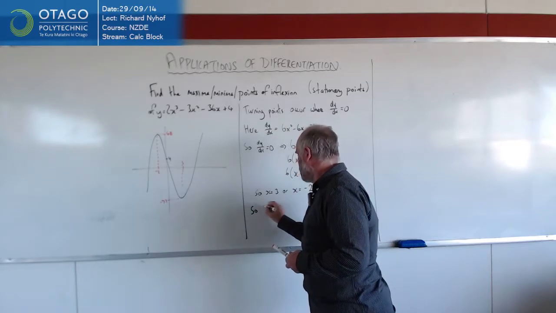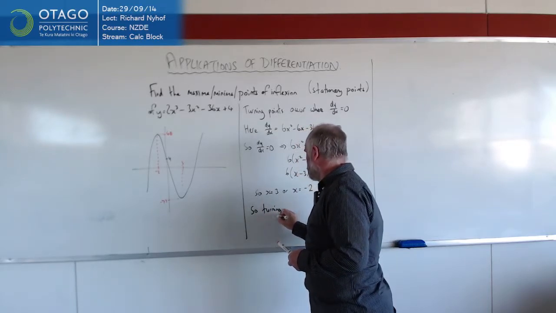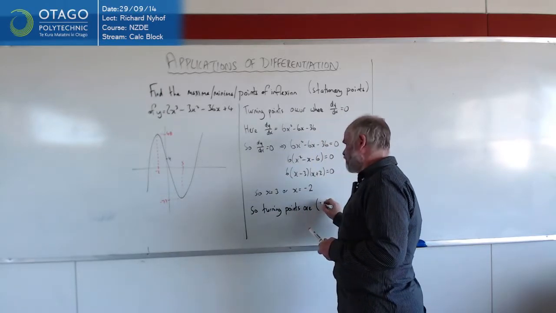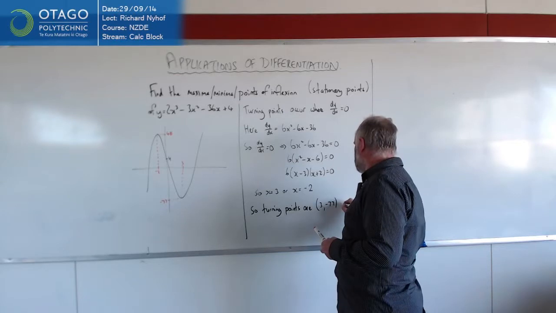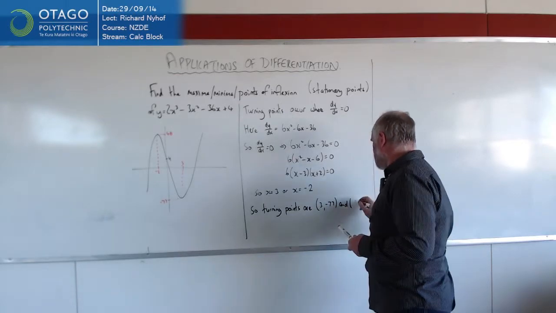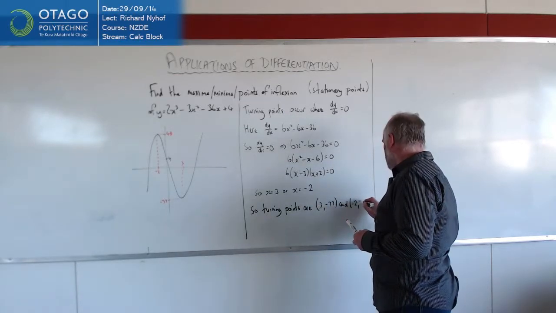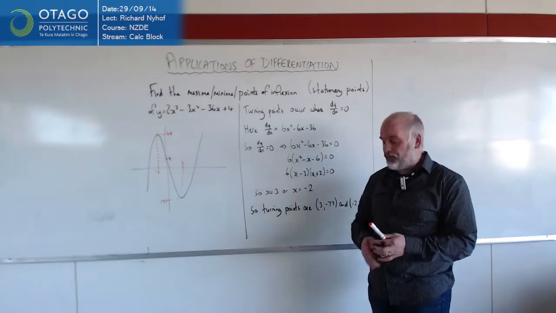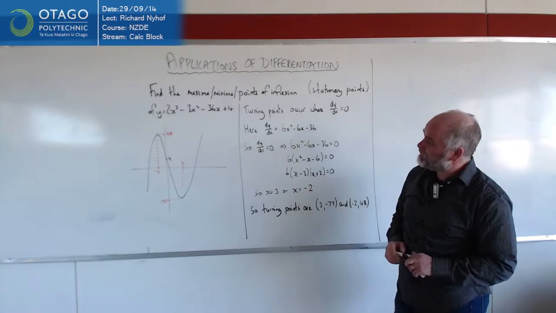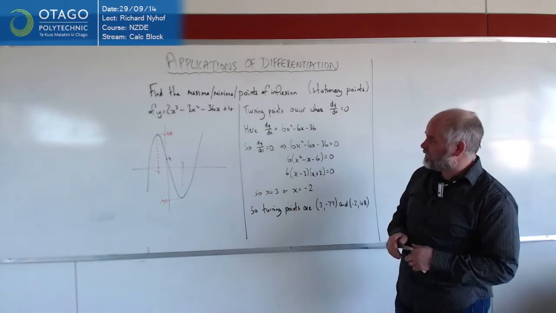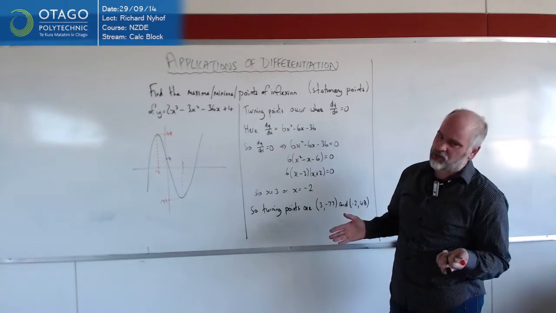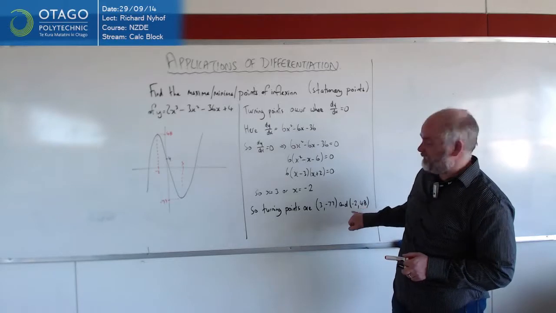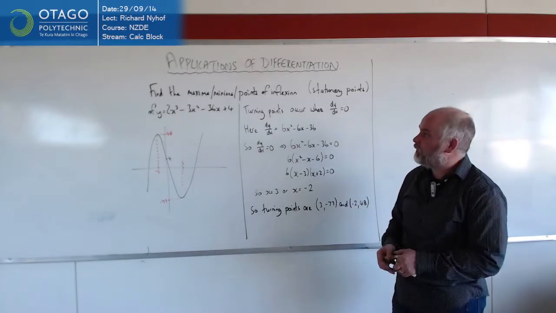So we would say here the turning points are (3, -77) and (-2, 48). Okay, so we've actually got the values for the turning points. In this case, because I've sketched the graph, we know which is the maximum and which is the minimum. Also, -77 is less than 48, so that one's got to be smaller than that one. So you get some sort of feel for what's going on.